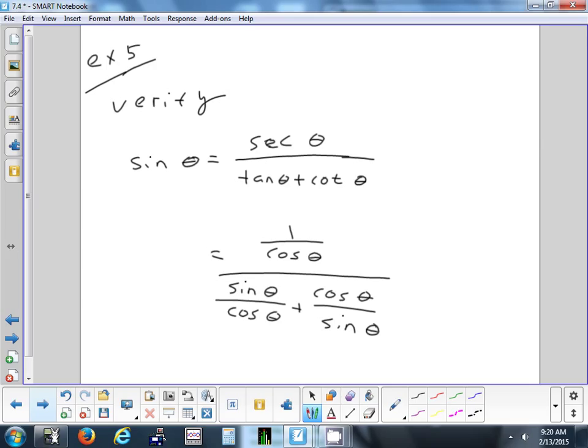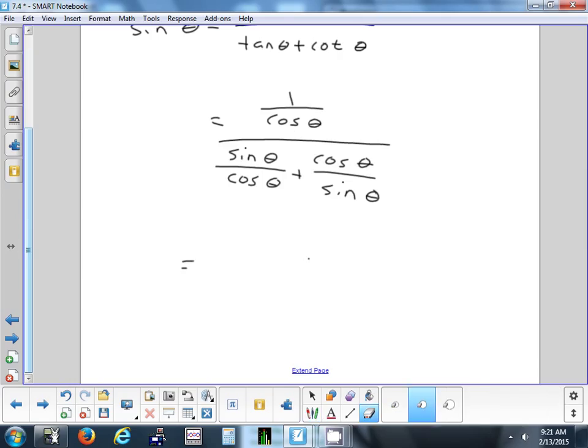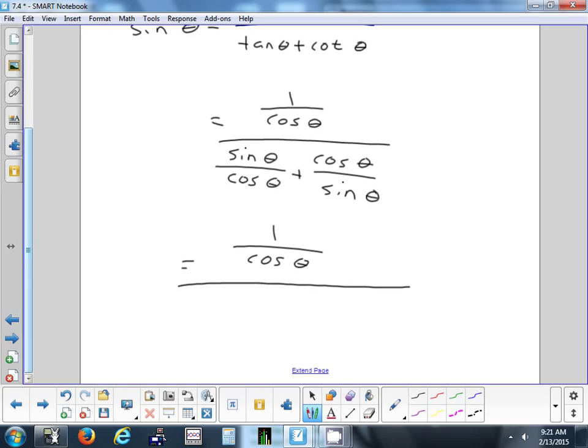Any suggestions what I do here? There's a couple different things you could try. I'm not sure either way is going to be faster, but yeah? Find the common denominator in the bottom. Okay, yeah, we could do that. We could do the common denominator in the bottom. So keep the top the same. And Josh, can you tell me what is my common denominator in the bottom? Yeah, it's sine times cosine. So sine times cosine.